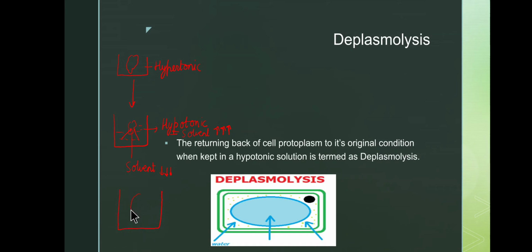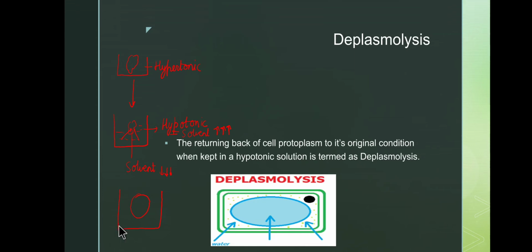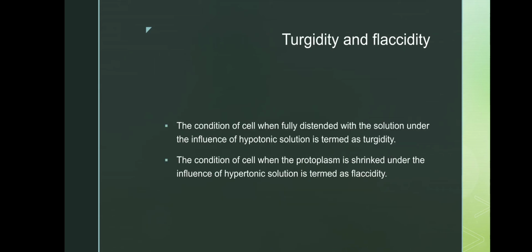Now what is going to happen? The cell will again regain its original condition. This process is termed as deplasmolysis. That means reverse of plasmolysis. Okay. Now, when deplasmolysis occurs, the cell becomes fully turgid.